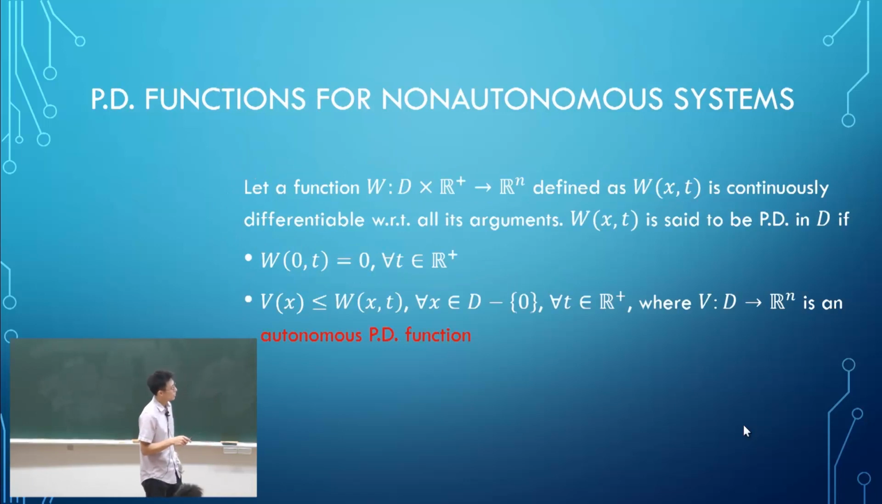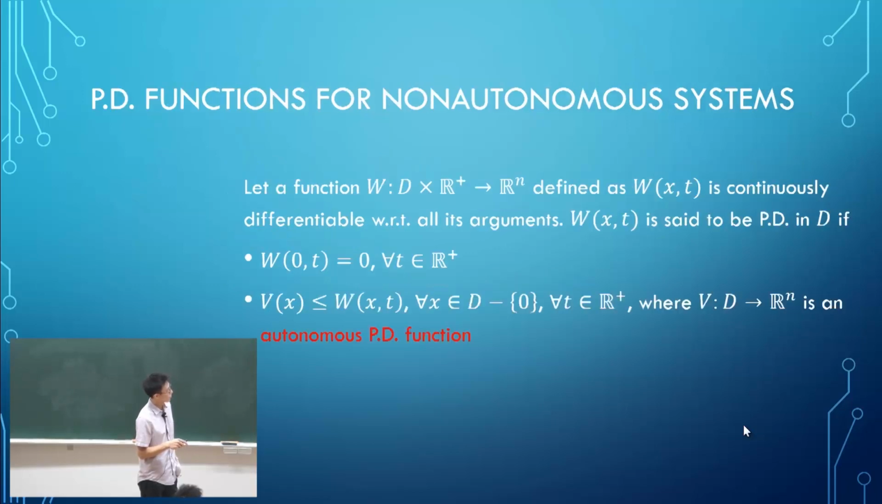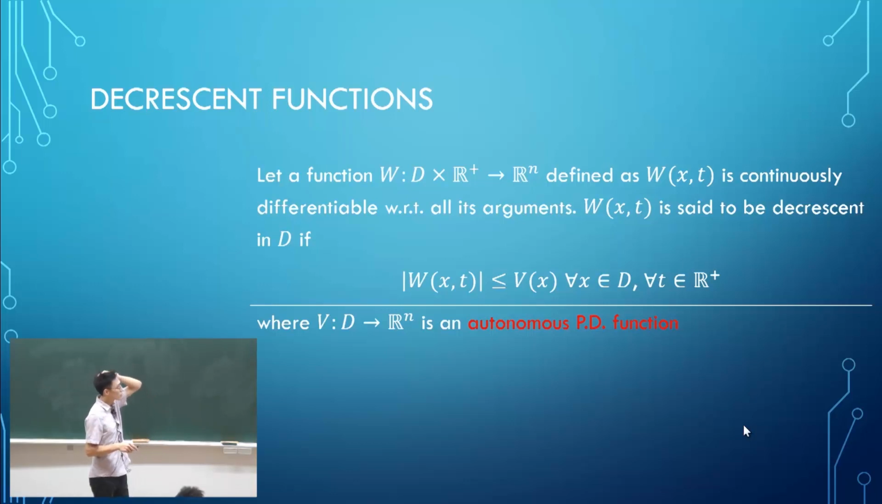And in contrast, for PD, the only difference is that here 0 is the lower bound, right? But for the function to be PD, we replace the lower bound from 0 to a positive definite function V(x). Then we call W a PD function for non-autonomous systems. And a function is called decreasing if it satisfies this condition: given for all time t, the magnitude of W is upper bounded by a PD function, then we call W a decreasing function.